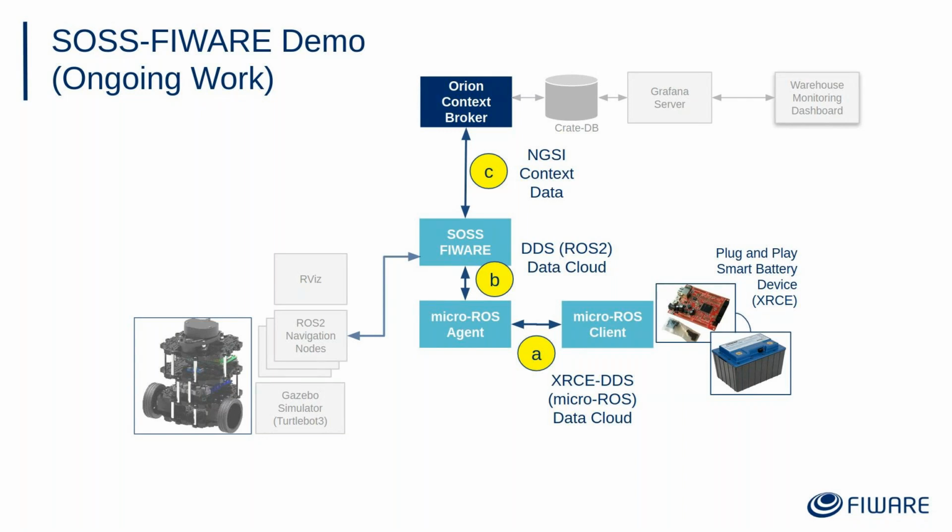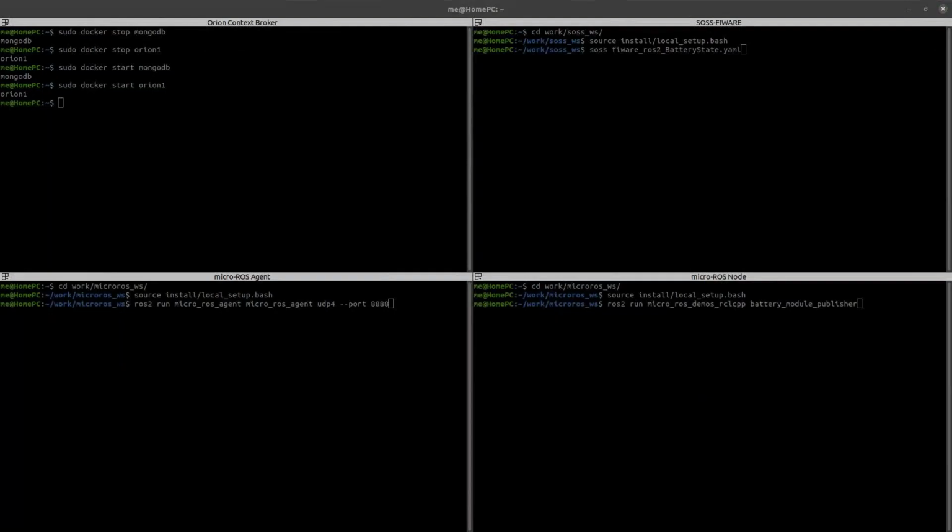Well, what I'm showing to you here is a split console. Here I have run an Orion Context Broker that is ready to receive NGSI context data. And in this part, we will be running the SOSS-FIWARE component. At the bottom left, we have the micro-ROS agent, which is the bridge between the micro-ROS ecosystem and the ROS2 ecosystem.